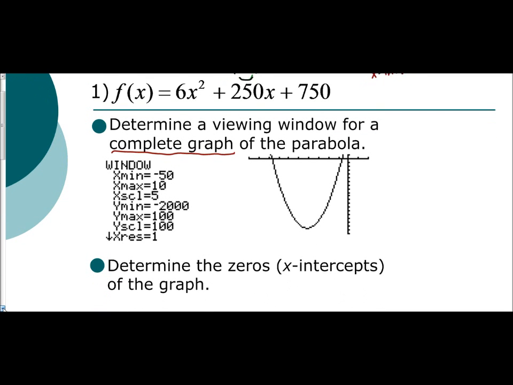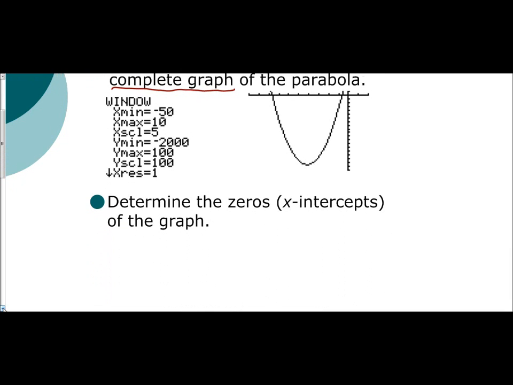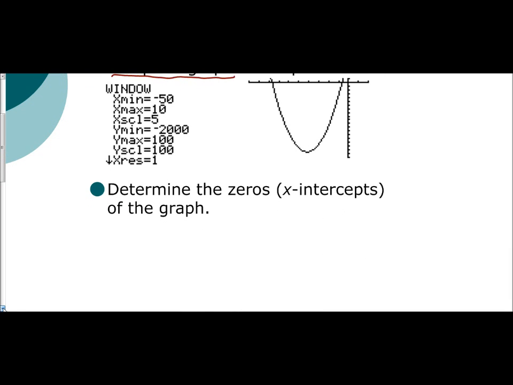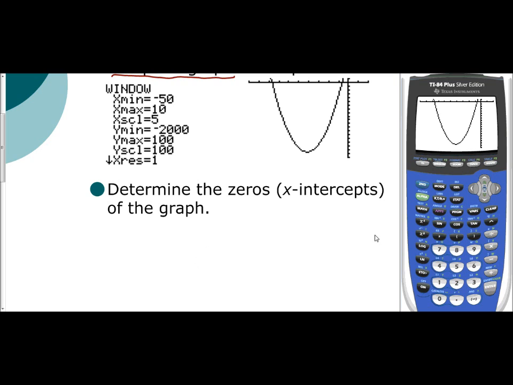So I want to determine the zeros. I want to determine the x-intercepts of this graph. And again, we can use our calculator for this. Remember, anytime you want to find anything on your graph, you go to the calculate menu, which is above your trace in blue. So hit second trace.